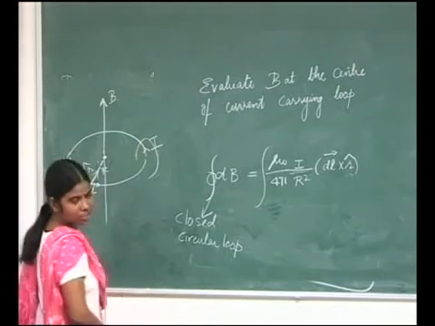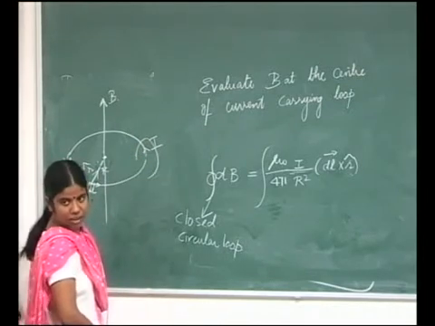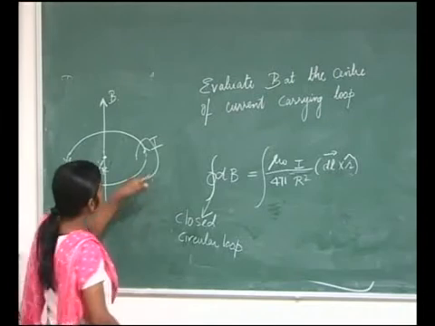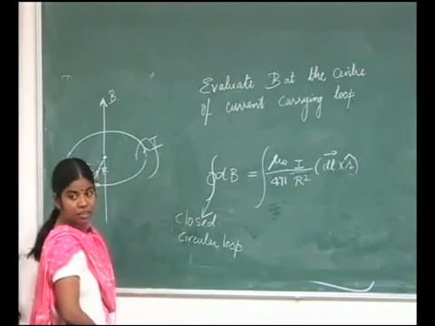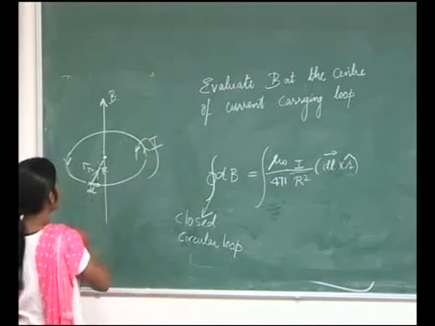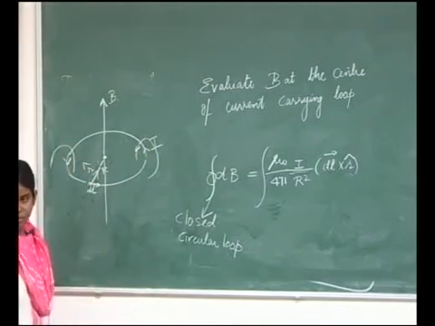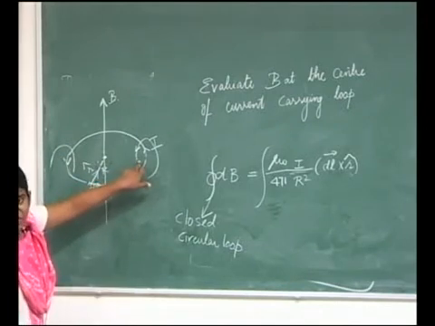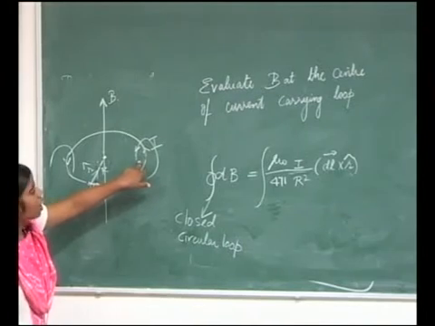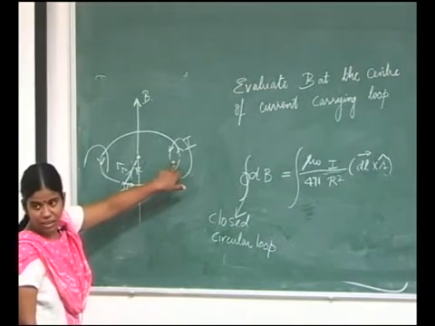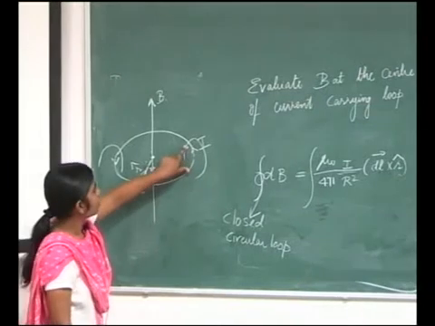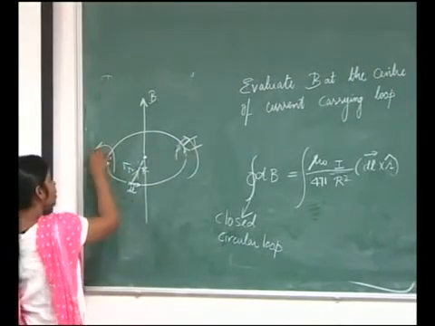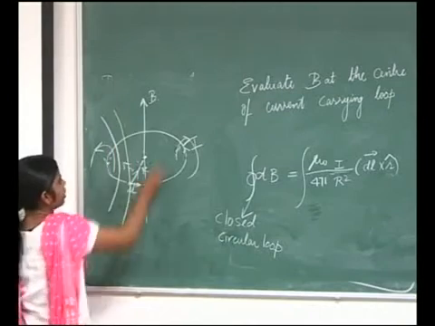So what would be the direction, outwards or inwards? Current is moving like this, and here apply the right hand screw rule. This is the direction of current. So how would this circulate? It would be like this. Here it would be like this, and I will have the field going like this.